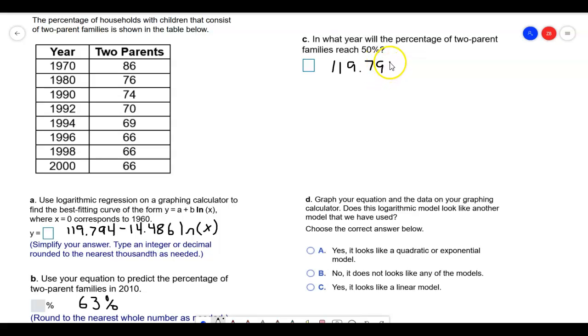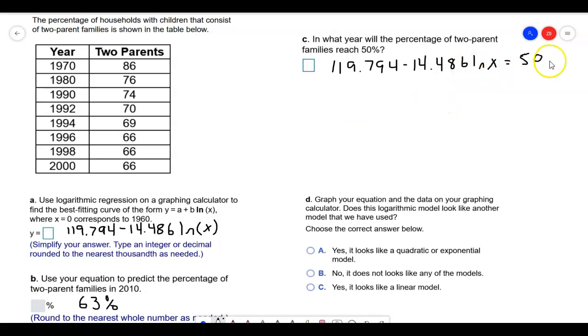119.794 minus 14.486 times the natural log of X. And we're going to set that equal to our 50% because we're trying to find out how many years after 1960 are we going to reach that 50%. So this is how we're going to set that one up. If it was 40%, we put a 40 over there.